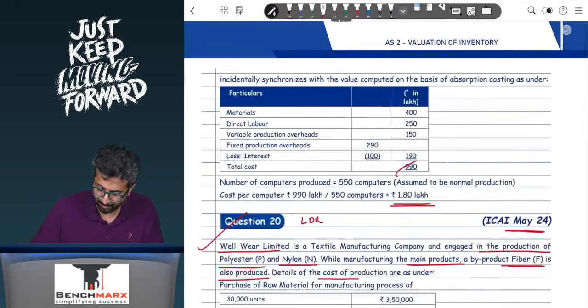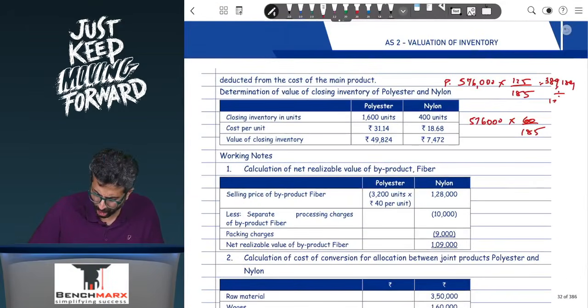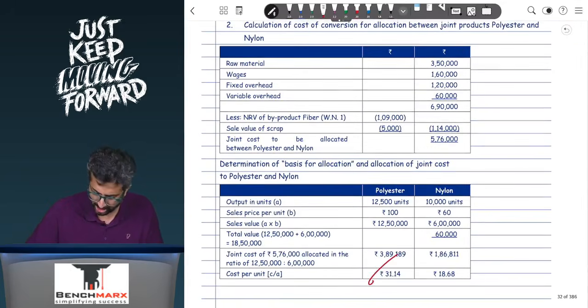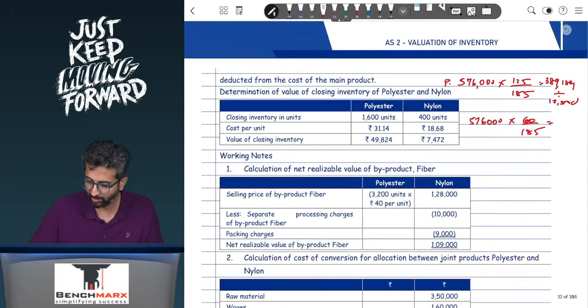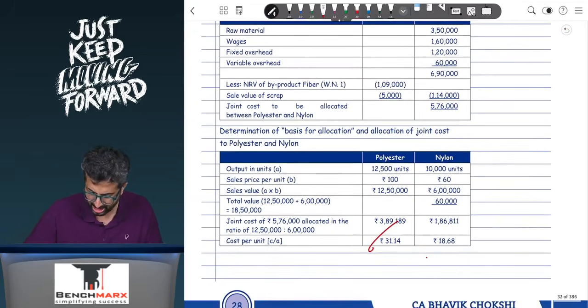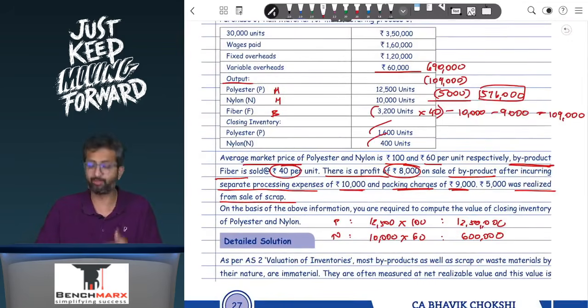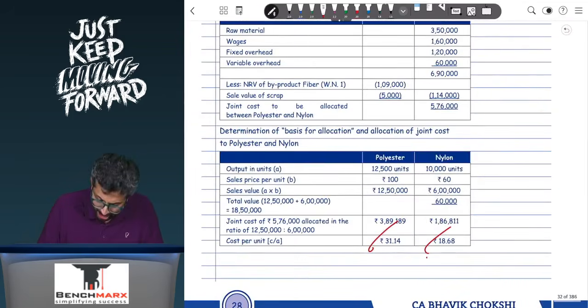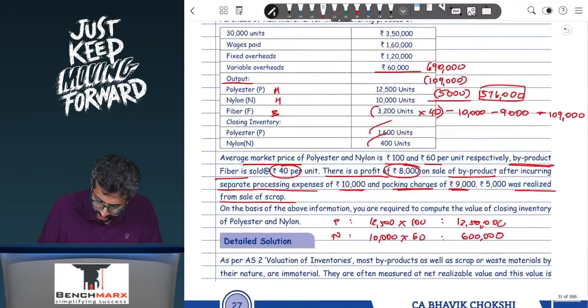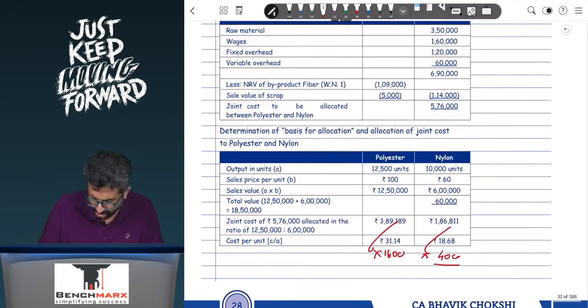However, I have manufactured 12,500 polyester units. So if I want to find the cost per unit, I will divide this by 12,500. That will give me 31.13. As you can see, 31.13 is the cost. For nylon, if I allocate 576 into 60 by 185, it comes to around 1,86,811. Divide this by 10,000 and you will get around 18.68. This is the cost. If I want to find the closing stock, I will multiply this by 1,600 and 400 to get the closing stock in rupees. So this is per unit, this is 1,600, this is 400, and you will get the closing stock in rupees.